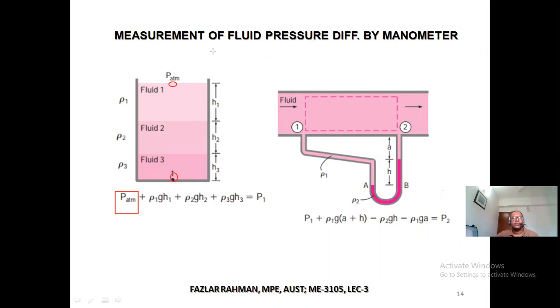Then you walk down. You walk down first from this point to this point. That means height H1, rho 1, right over here. Then you walk down this much, rho 2 g H2. Then you walk down this much, rho 3 g H3, equal to P1. You figure out the pressure. Okay. Similarly, right over here, you can figure out the pressure difference. We are not going into it, already explained that one.